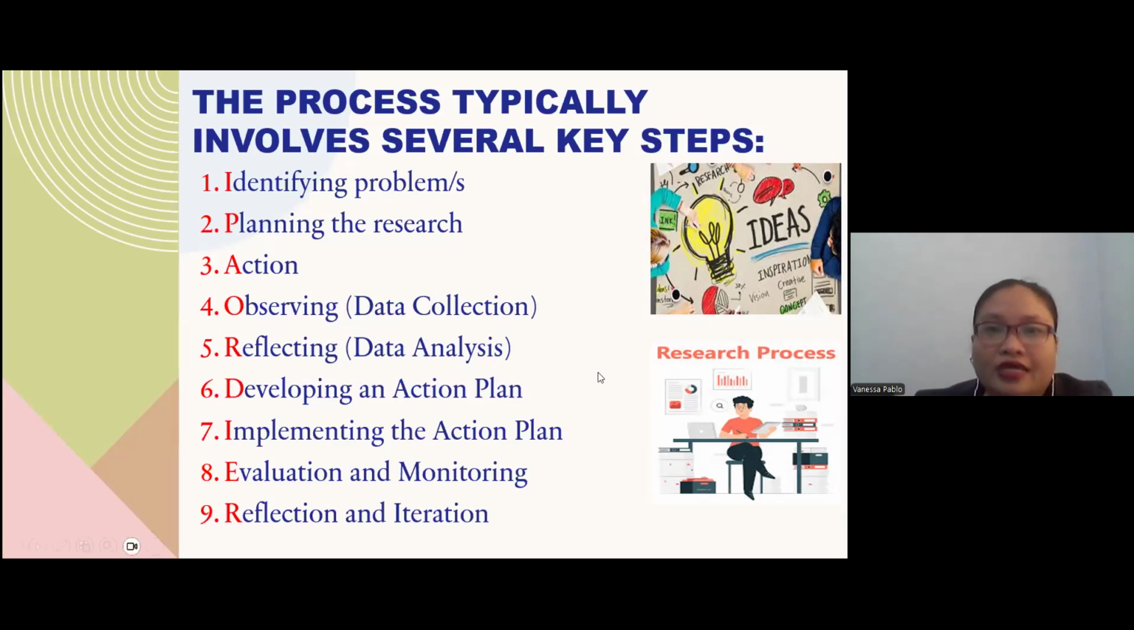So these are the steps. To reiterate, our first step is identifying problems. Second is planning the research process, then implementing or taking action on the planned research, observing the research process, meaning data collection, reflection, meaning data analysis, developing an action plan, implementing the action plan, evaluation and monitoring. Then the last is reflection and iteration.